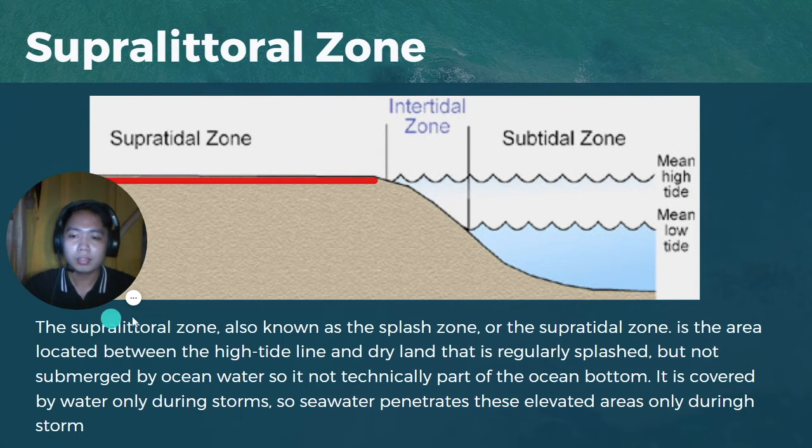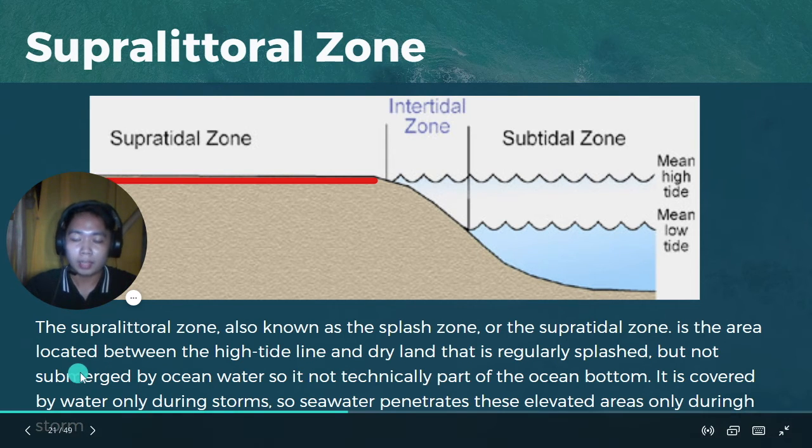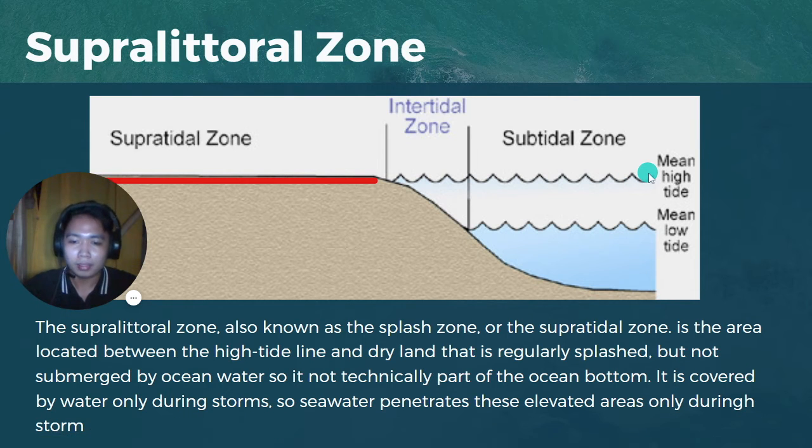So the supralittoral zone is also known as the splash zone or the supratidal zone. It is the area located between the high tide line and the dry land that is regularly splashed but not submerged by ocean water. So it is not technically part of the ocean bottom. Basically, this supratidal zone is the area that high tide does not reach. So when high tide comes, it does not get submerged by water.